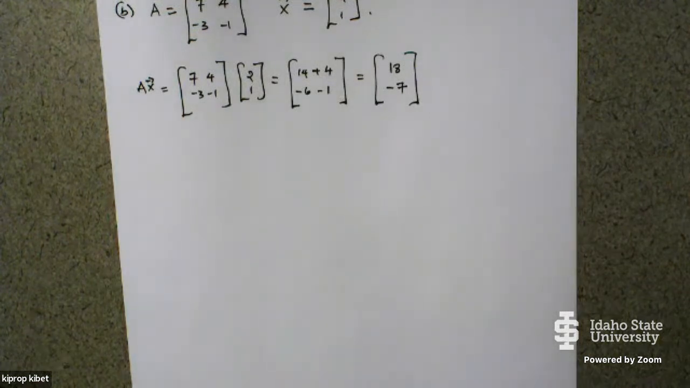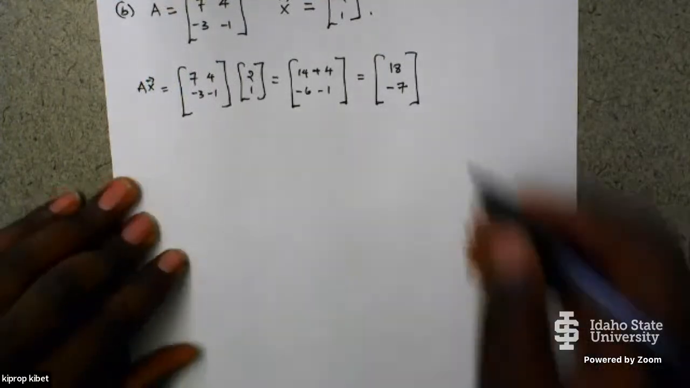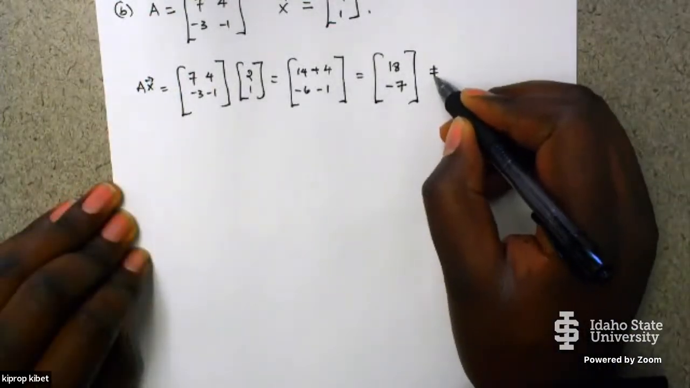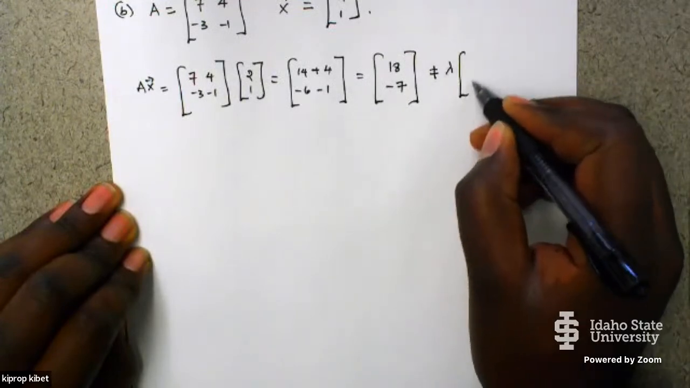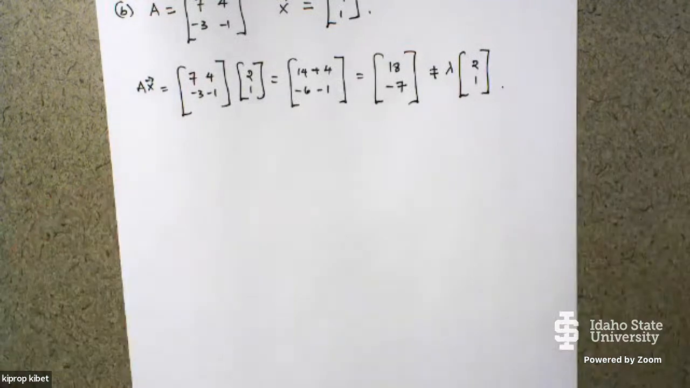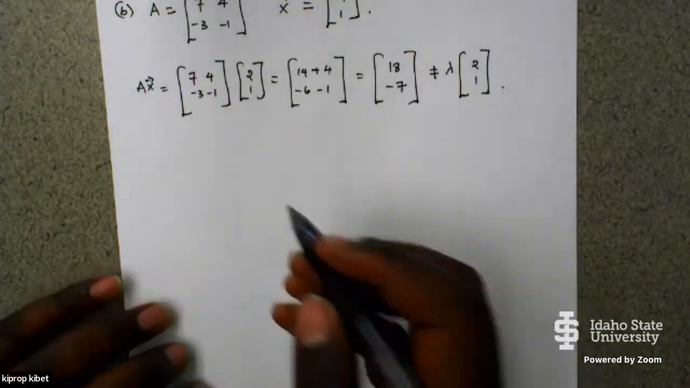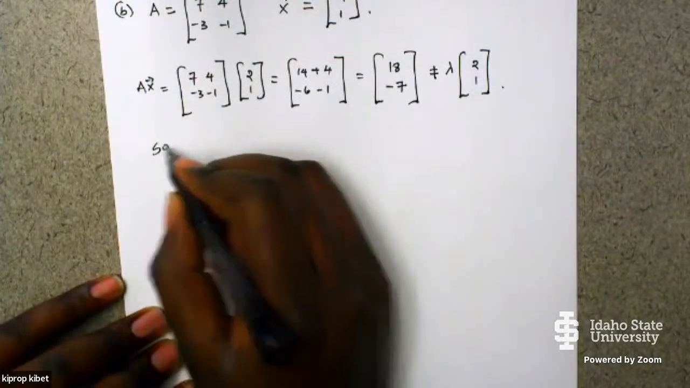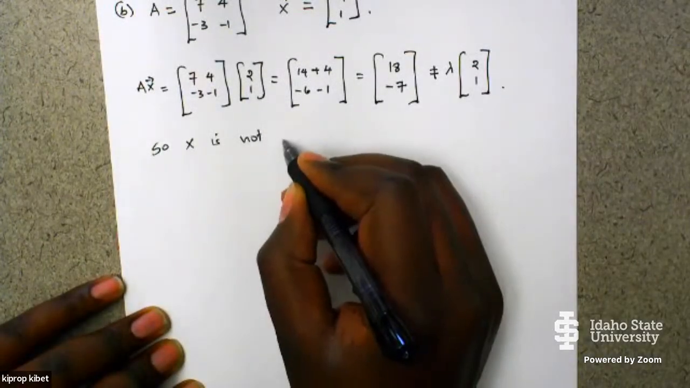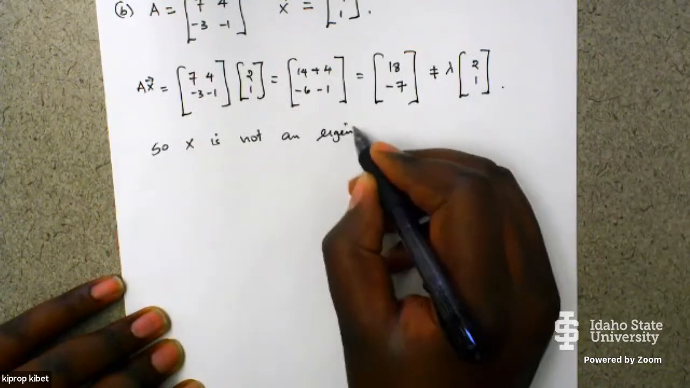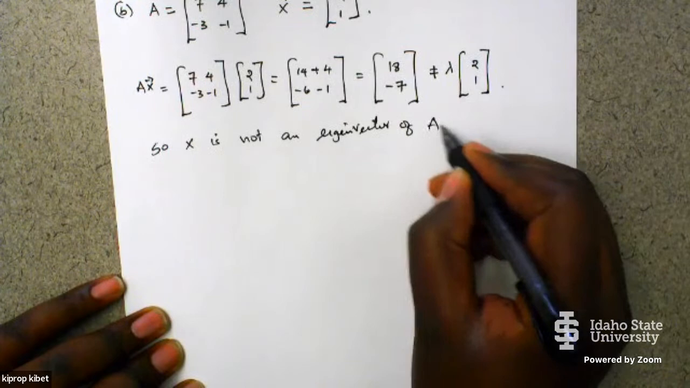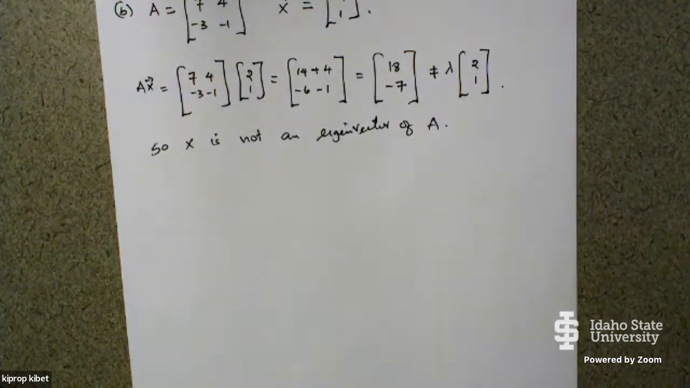So are we able to factor out anything here to get this one? Are we able to factor out? Therefore, we cannot factor this one. So then this is not equal to lambda times [2; 1]. Therefore, X is not an eigenvector.